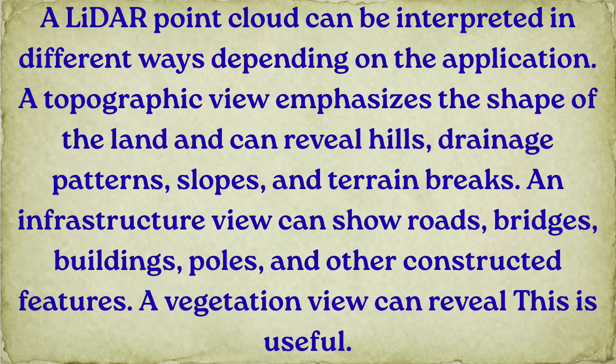A topographic view emphasizes the shape of the land and can reveal hills, drainage patterns, slopes, and terrain breaks. An infrastructure view can show roads, bridges, buildings, poles, and other constructed features. A vegetation view can reveal canopy structure, which is useful.